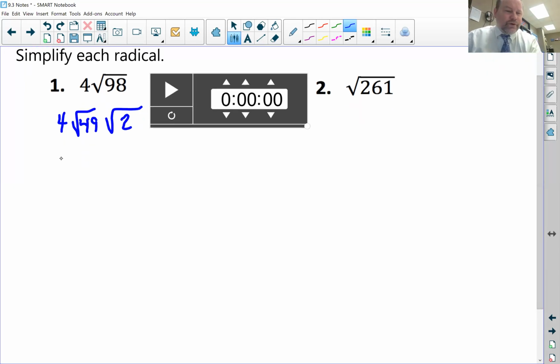The square root of 49 is 7. We can't forget that 4 that was out front. 4 times 7 is 28. Square root 2.